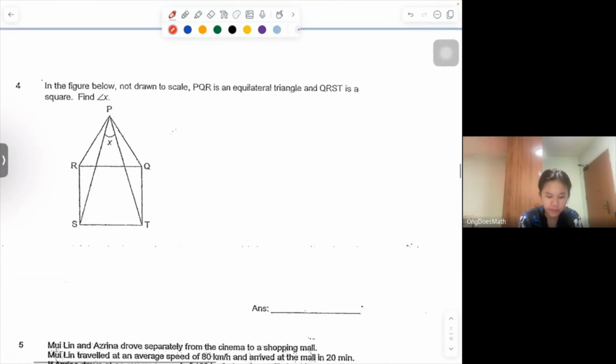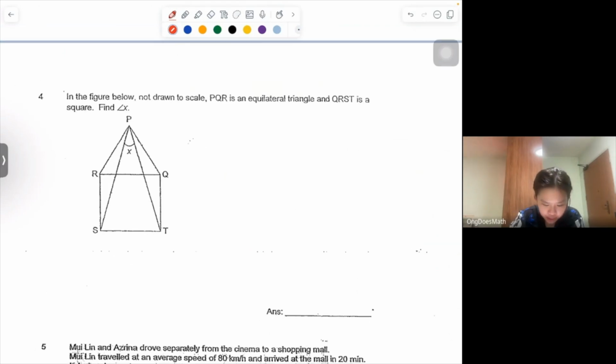Next, in the figure below, not drawn to scale, please don't take out a projector, it won't work. PQR is an equilateral triangle and QRST is a square. Find angle X. So equilateral triangle, what's so special is that all sides are the same. And for a square, all sides are also the same. So it will be like this. Another thing about an equilateral triangle is that all angles are the same, which means this angle is 60. This angle is 60. This guy over here is also 60 degrees.